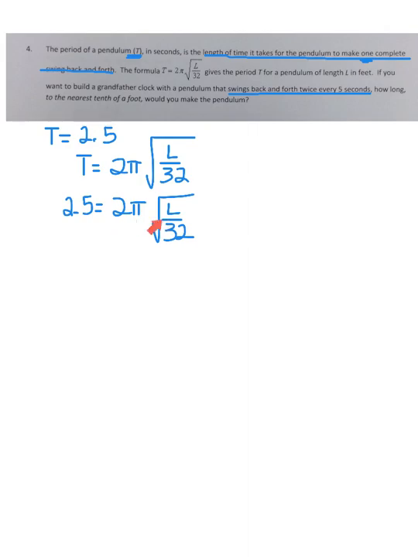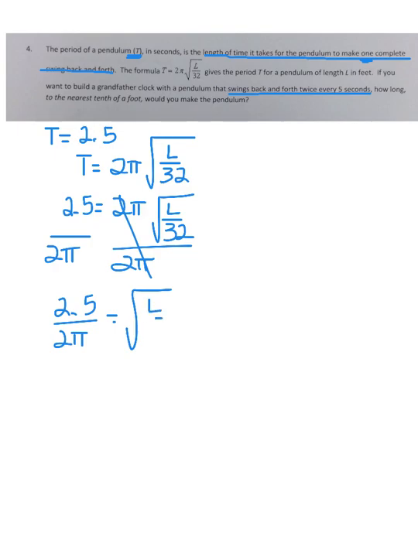But these two are being multiplied right now, so I'm going to do the opposite, which is to divide. I'm going to divide both sides by 2 pi. I know this is going to look a little ugly, but that's okay. That's what we have calculators for. So then I have 2.5 divided by 2 pi equals the square root of L over 32. All right, I've isolated the radical.